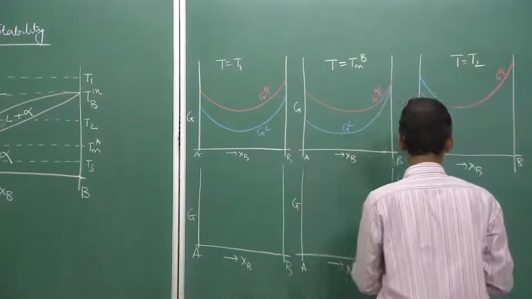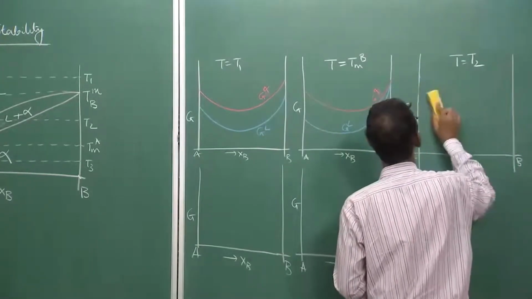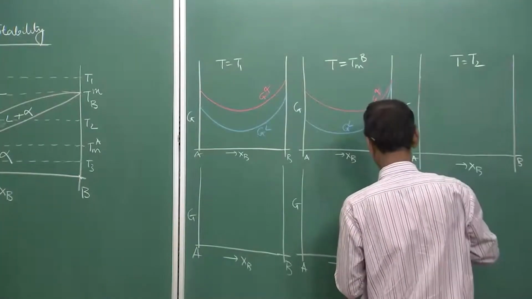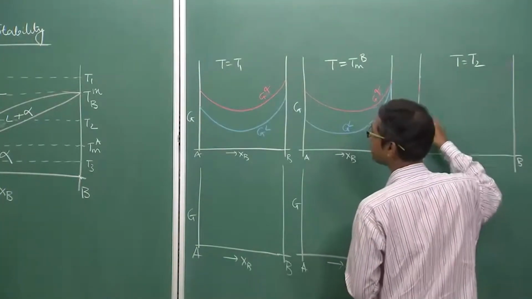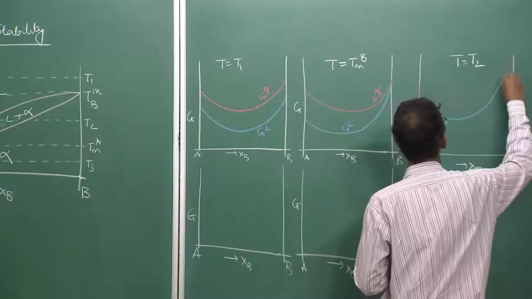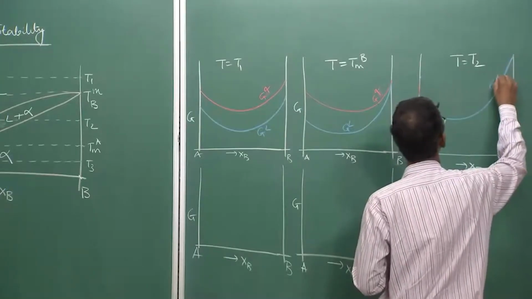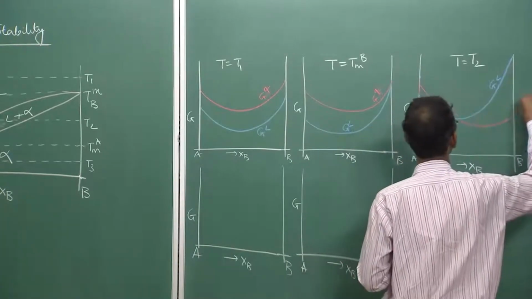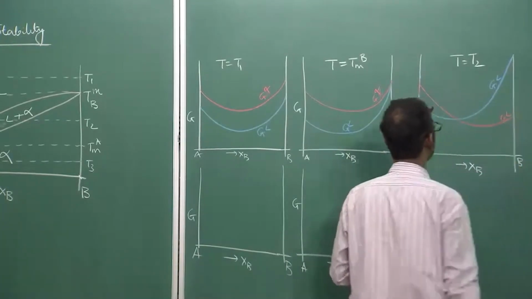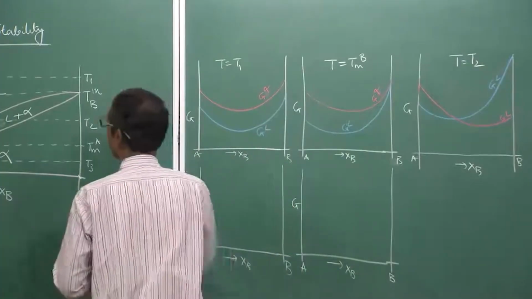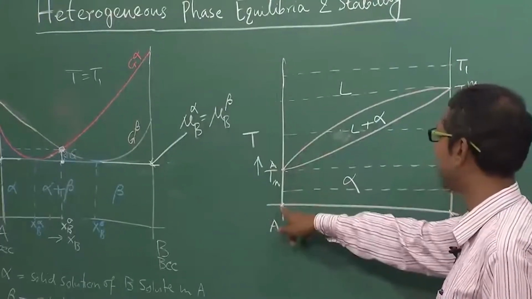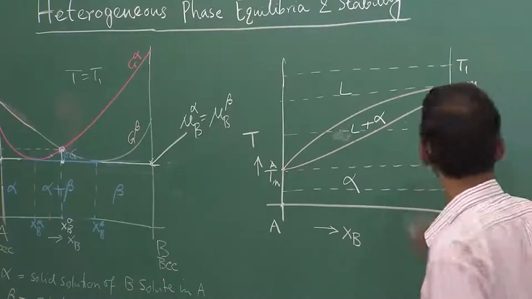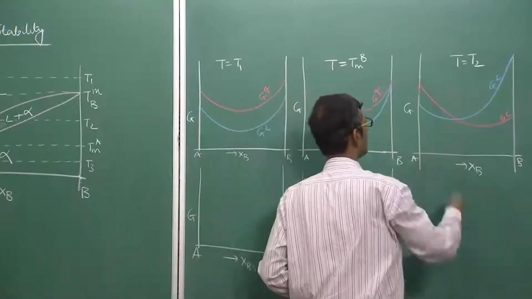You have to raise a little bit, otherwise it will not match. Okay. So first let me draw the liquid G curve, and I will draw now the alpha. It is very clear that liquid is stable at the beginning in the A rich end, then liquid plus alpha is stable, and then alpha is stable. So that is why this crossover point is here.